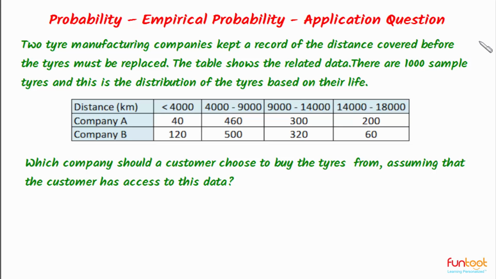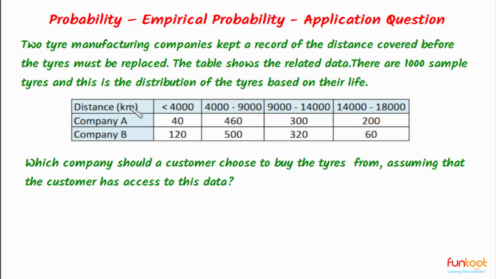Let's do this question. Two tire manufacturing companies kept a record of the distance covered before the tires must be replaced. The table shows the related data. There are 1000 sample tires and this is the distribution of the tires based on their life. So let's look at the data which is given here.